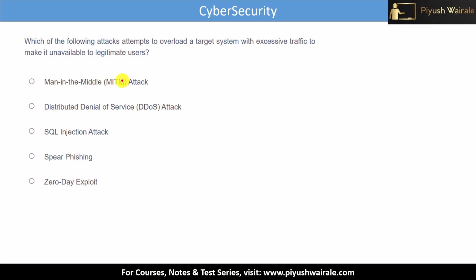Hello everyone. Now let's try to solve a few questions based on the cybersecurity topic. Question number one: which of the following attacks attempts to overload a target system with excessive traffic to make it unavailable to legitimate users? So we need to find the type of attack which attempts to overload a target system. What does this mean? It floods a target system with massive traffic.